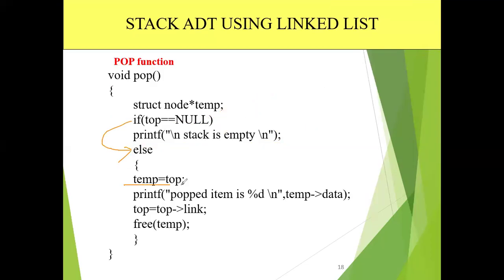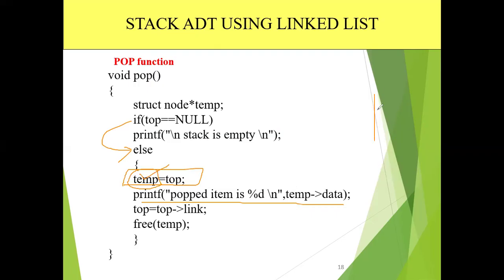In the else part, the very first statement is temp is equal to top, which means whatever value top points to is assigned to the temp variable. For what purpose? First, we display the statement popped item is %d, comma temp arrow data, which indicates that we are going to delete the value assigned to the temp variable.